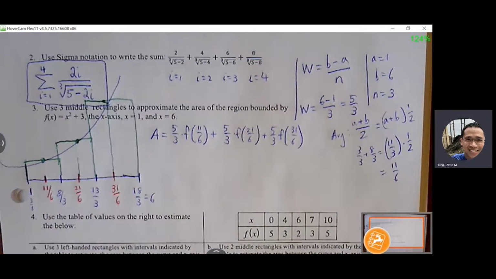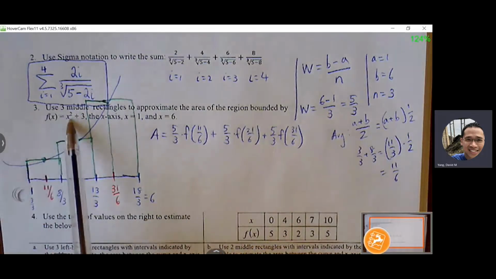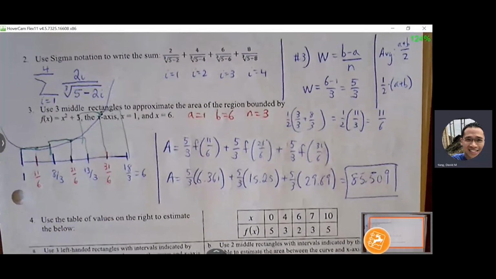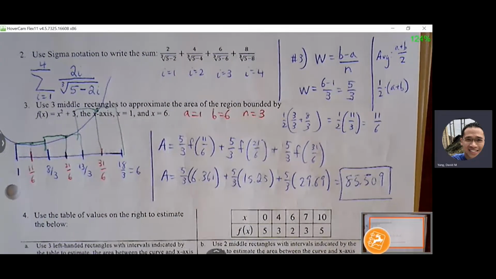Okay, any questions about the process so far? Finding the width, finding the subinterval, finding the midpoint, and then moving to area. Okay, using your calculator, you can enter 11/6 in for x, 11/6 squared plus 3, get a decimal value, and then just do the calculation portion of it using your calculator.